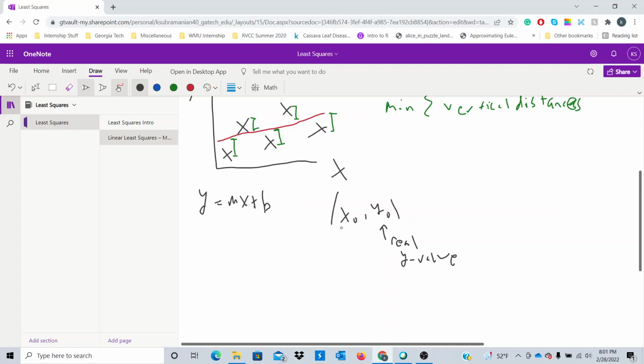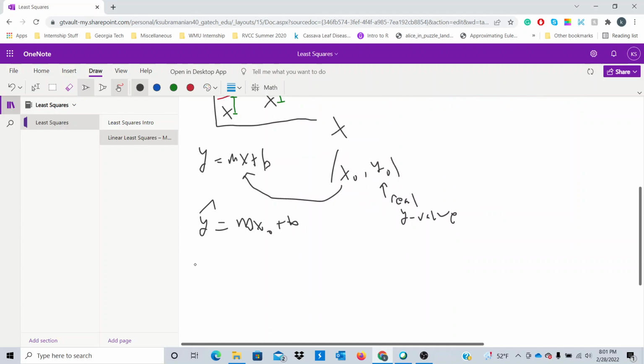So when we plug x naught into this equation for the line, what is our approximated value for y? Well, our approximated value for y, which we call y hat, is going to be m times x naught plus b. So the line is saying that for x naught, the y value predicted will be mx naught plus b. But we know that the real value that corresponds to x naught is actually y naught.